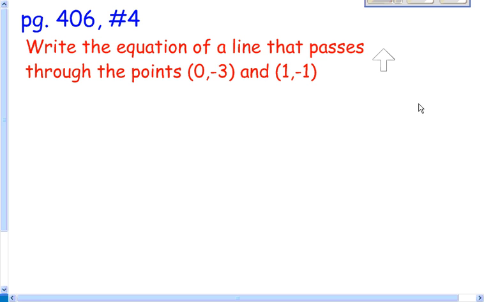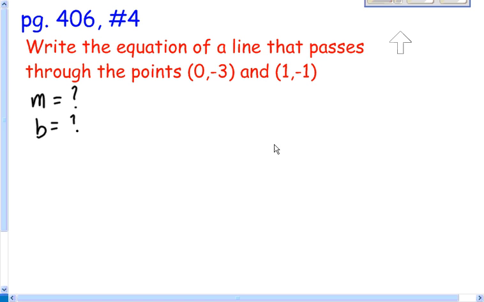This is problem number 4 from page 406 in your textbook, and in this problem we're asked to write the equation of a line that passes through the points (0, -3) and (1, -1). Remember from class, if we want to write the equation of a line, we need two very important pieces of information. One is the value of m, which is our slope, and the other is the value of b, which is our y-intercept. In this problem, we don't know either of them.